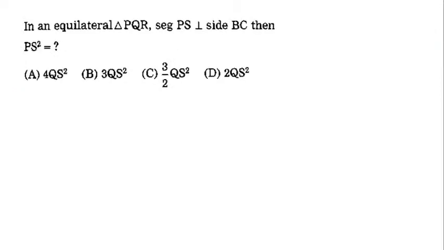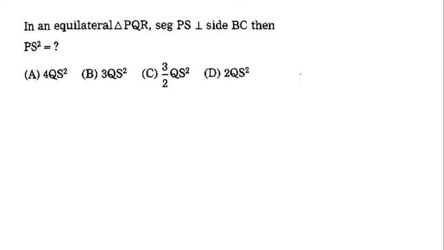Okay, now let's have the next question. For this question also we have to draw the diagram. In equilateral triangle PQR, segment PS is perpendicular to side QR. Then what is PS square? So four options are given: 4QS square, 3QS square, 3 by 2 QS square, or 2QS square.